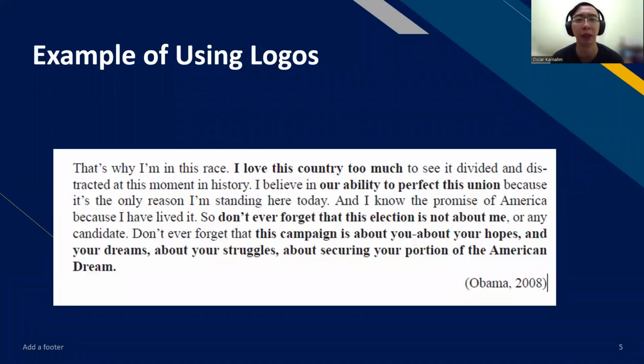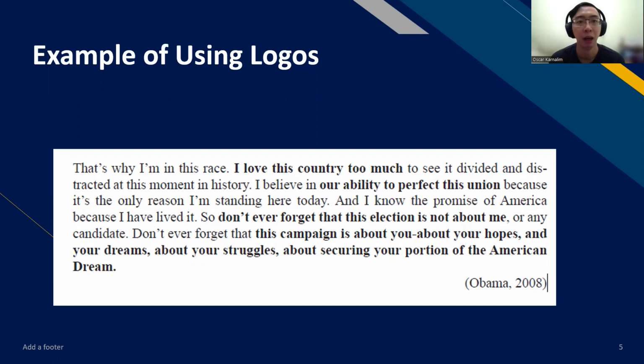Okay, this is an example of using logos from Obama's speech. So that's why I'm in this race. I love this country so much, too much, to see it divided and distracted at this moment in history. I believe in our ability to perfect this union because it is the only reason I'm standing here today. And I know the promise of America because I have lived it. So don't ever forget that this election is not about me or any candidate. Don't ever forget that this campaign is about you, about your hopes and your dreams, about your struggles, about securing your portion of the American dream.